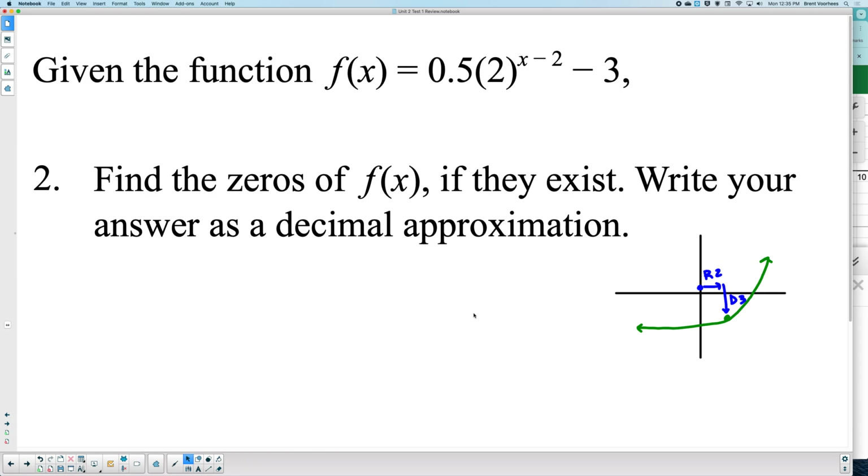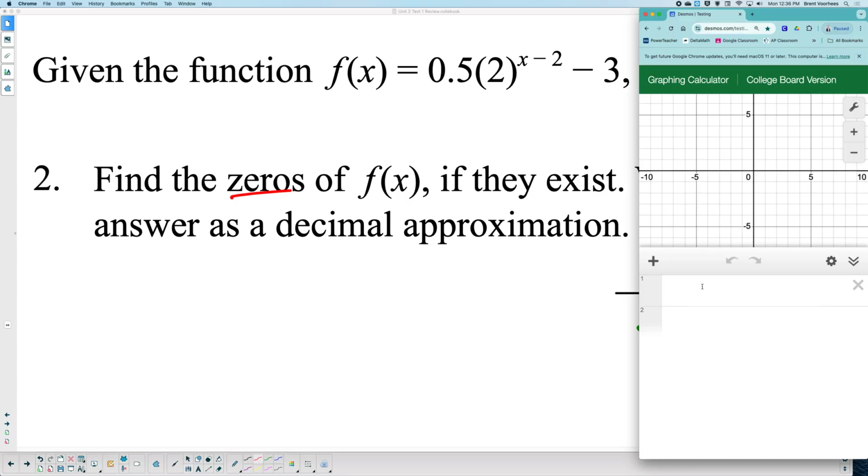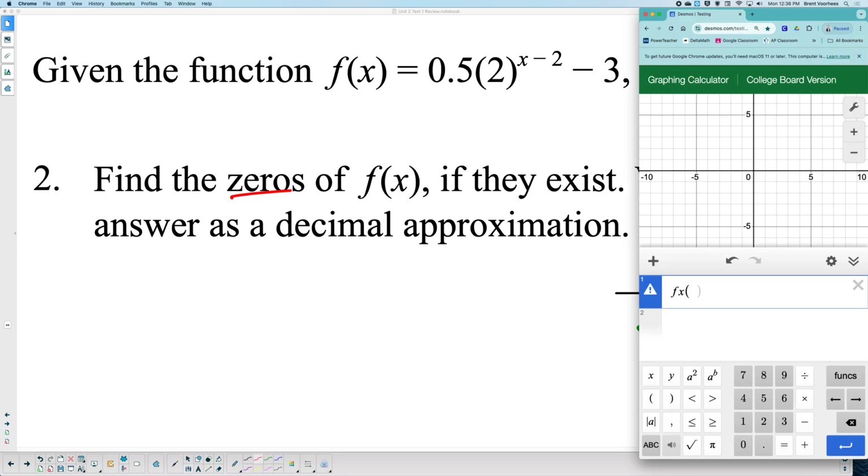Okay, does this have a 0? What does it mean to be a 0? What, class? What does it mean to be a 0? X-intercept. Does this have an x-intercept? Yeah. Okay, we will have 1, 0. To find it, we would need the calculator, so open up your calculators. Let's graph it. It should be pretty simple to find if you just type in your equation.